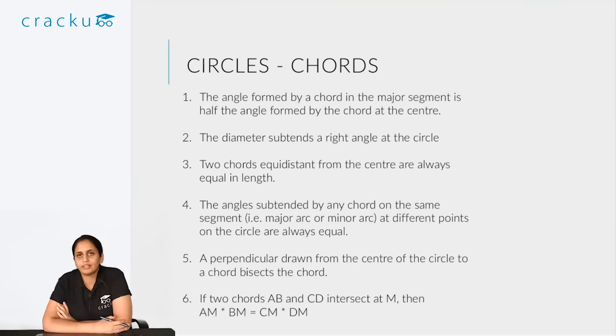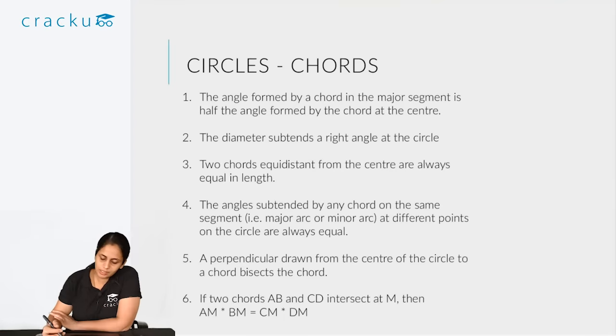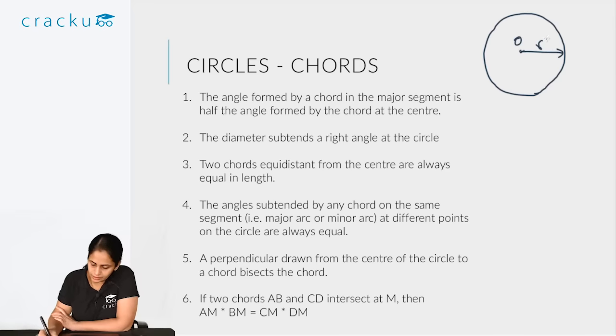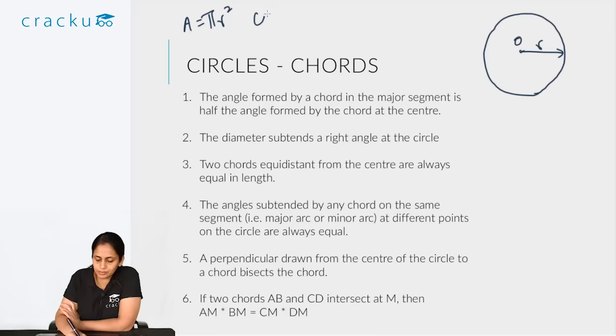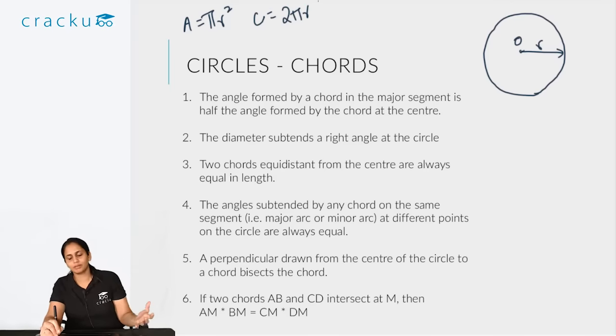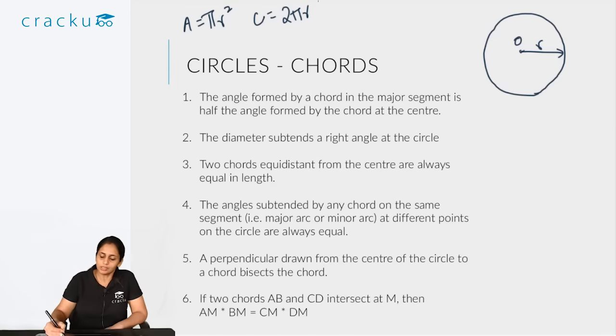So now that we have covered triangles, let's start with circles. As you know, the basic properties of a circle are, given a circle, say this is O, this is the radius R, then the area of the circle will be pi R square and the circumference will be 2 pi R. So we'll cover most of the advanced properties of circles. Mostly we'll focus on chords and tangents as such. So first let's cover chords. So what is a chord?